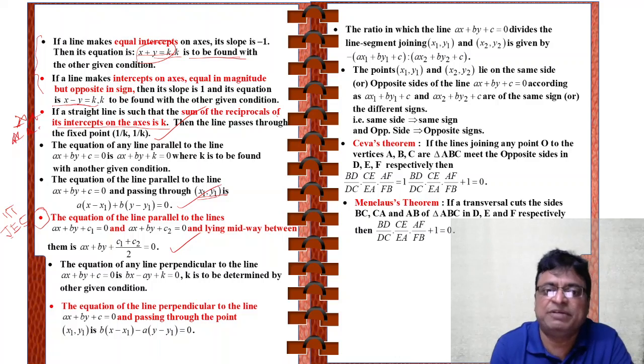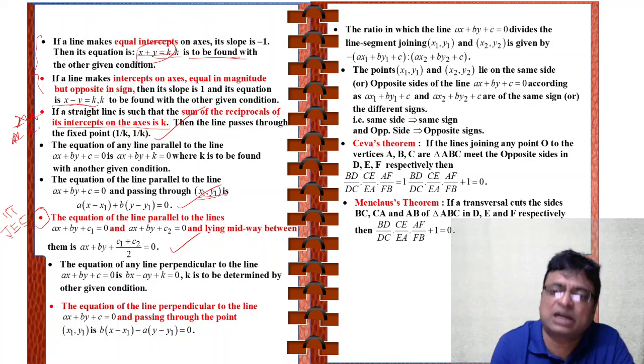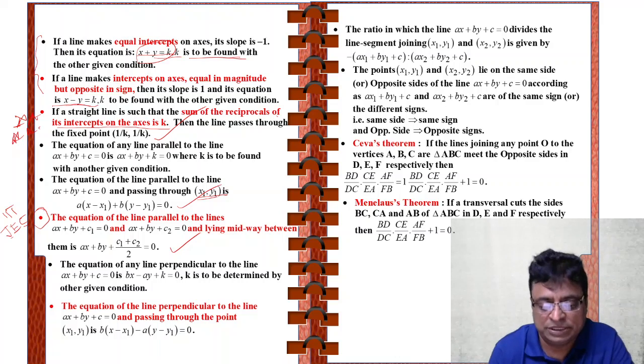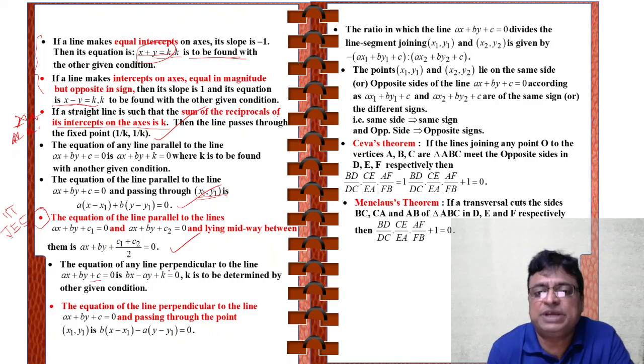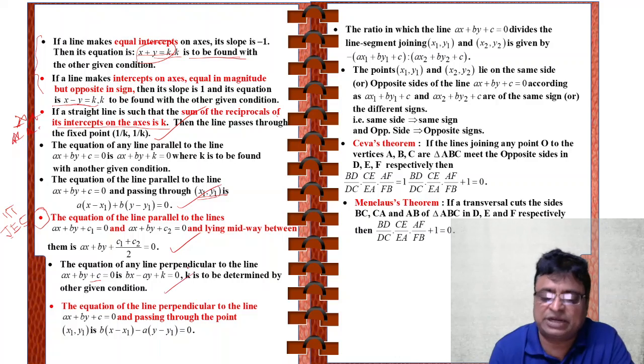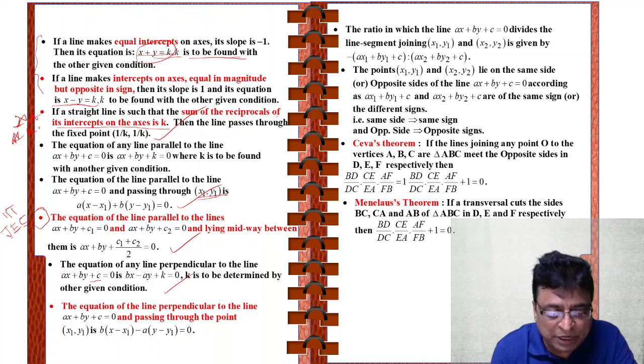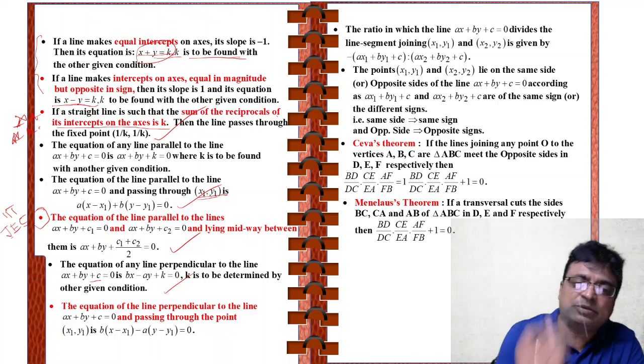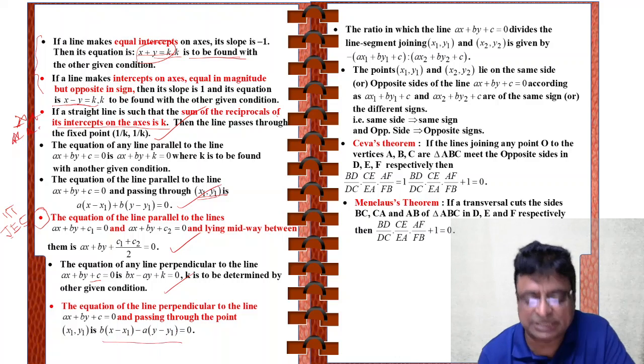That's why, from the evidence point of view, I have collected all that information and am giving it to you. Similarly, the equation of any line perpendicular to ax plus by plus c equal to 0 is bx minus ay plus k equal to 0. That k you can determine with other conditions. And the equation of any line perpendicular to ax plus by plus c equal to 0 and passing through (x1, y1) is b(x minus x1) minus a(y minus y1) equal to 0.